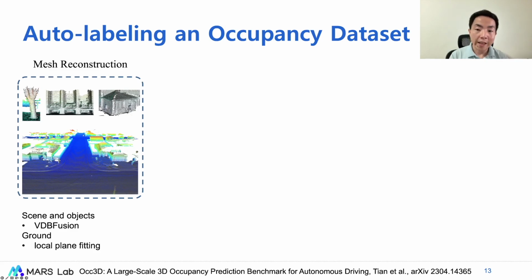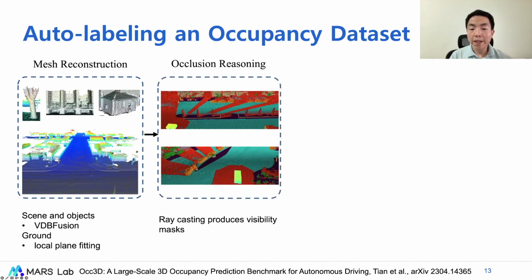But this is not the end of the story. We perform two additional steps. The first one is raycasting, which produces visibility masks so that we know exactly for each voxel whether it is observed by any sensor at the current frame and across time. They will be very useful later.